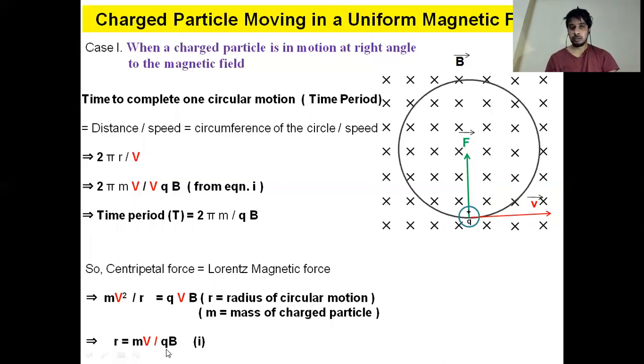And this dependence of radius on the velocity of the charged particle is the principle of the cyclotron, which we will see in later classes. So here we have learned to find the radius of this circular motion and the time period to complete one circular motion. Thank you.